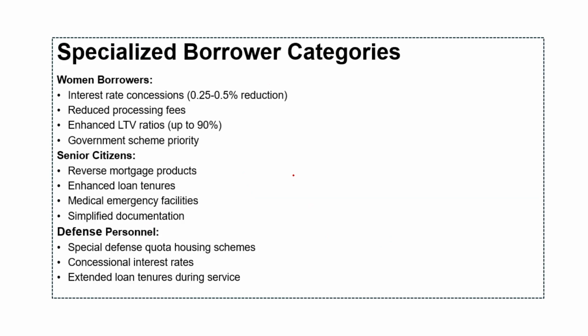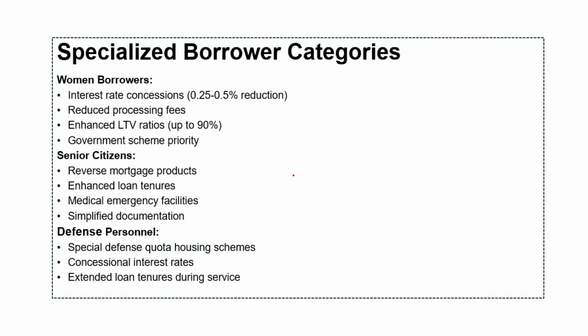Then we go to specialized borrower categories. So time and again we have seen that women borrowers... So the government has this thrust on helping women ownership of homes for gender equality. They want to encourage this, and so through PMAY also we have seen that home ownership in the name of women is encouraged. So that is why the government is trying to do that through such schemes.